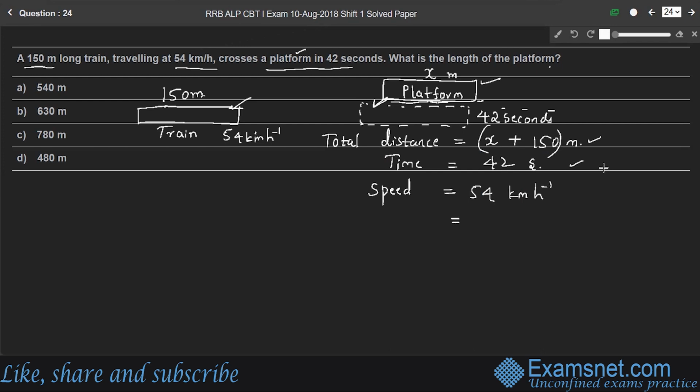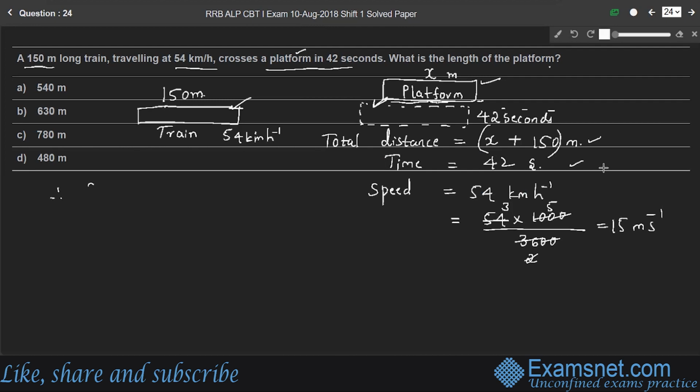Therefore, 54 into 1 kilometer is 1000 meter per hour. So 1 hour means 3600 seconds, right? So 2 zeros will get cancelled. So 18 into 2, 18 into 3. Right? And 2 into 5 is 10. So 3 into 5 is 15 meter per second is speed of the train, right?